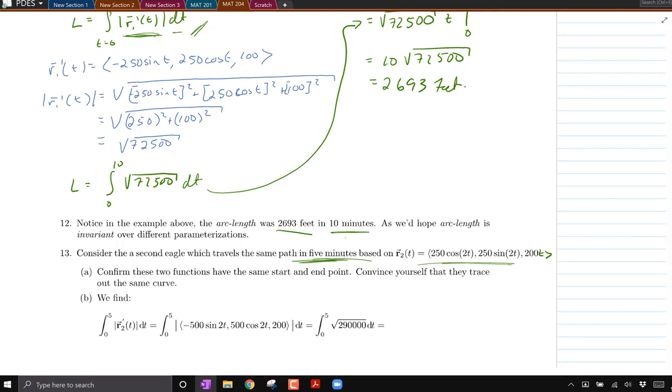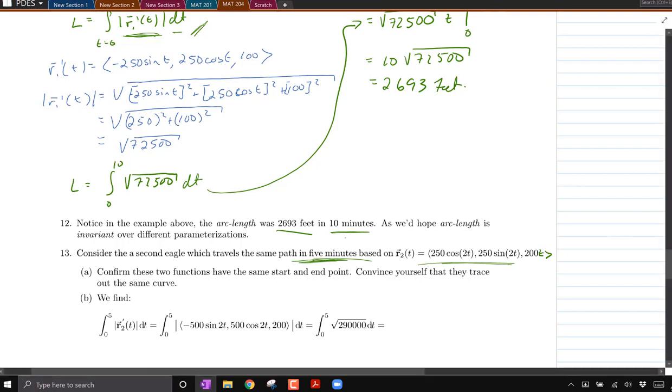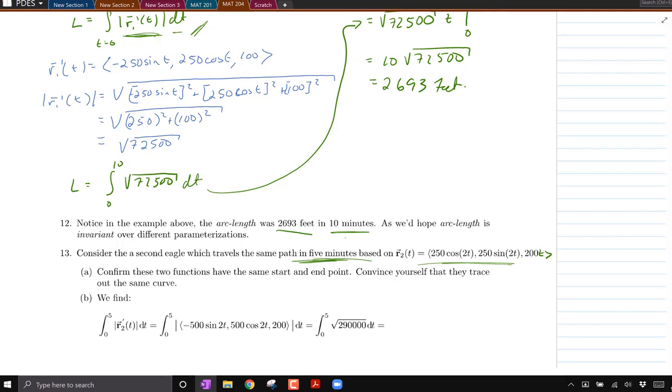Okay? So if I were to ask you, before we even compute this, folks, how far did this second eagle fly, what's the answer? 2,693 feet. The second eagle flies the exact same distance, right? So these are just two different parameterizations of the same curve, but if I ask the question, how long was that curve, we get the same answer.